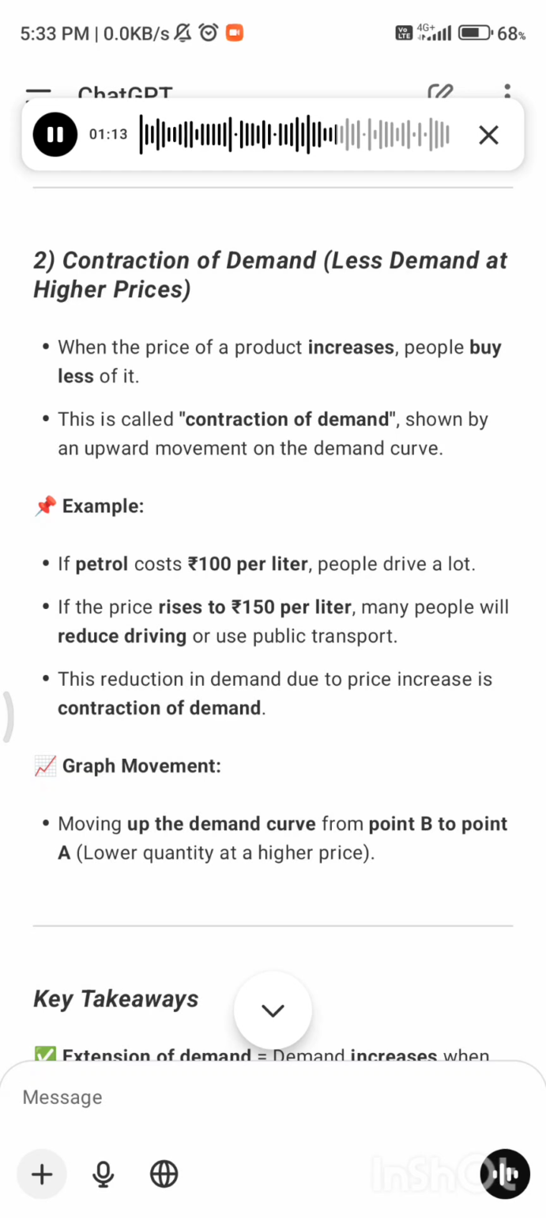Example: if petrol costs 100 per liter, people drive a lot. If the price rises to 150 per liter, many people will reduce driving or use public transport. This reduction in demand due to price increase is contraction of demand. Graph movement: moving up the demand curve from point B to point A, lower quantity at a higher price.